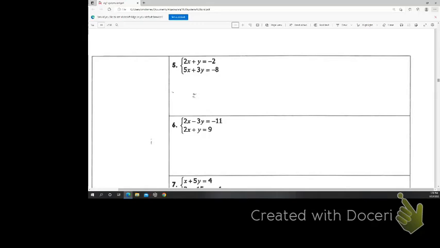So in this case, it would make the most sense to use this top equation and get the y by itself, right? So if I get this y by itself, I just need to move x over, and now the y is by itself.